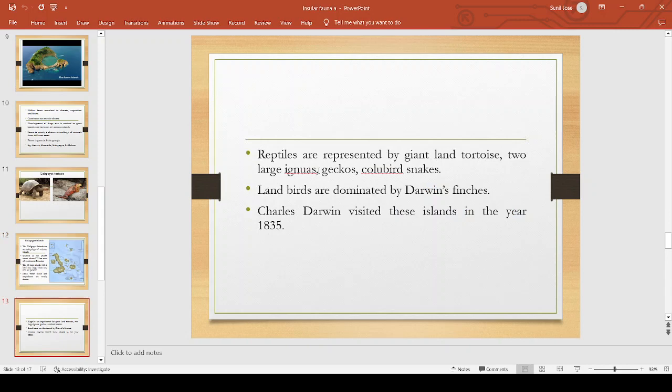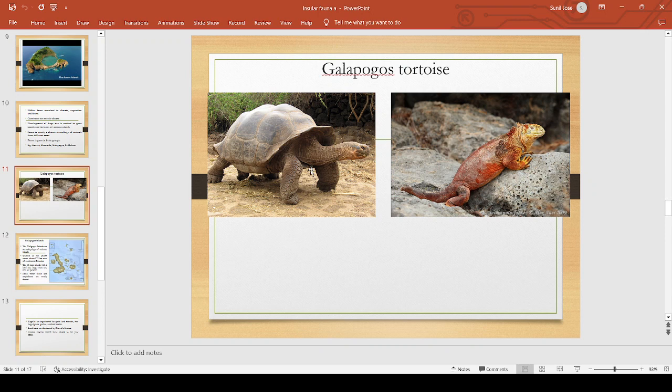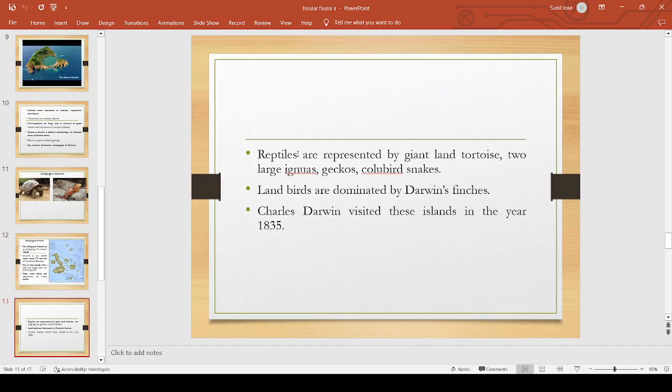Now, as far as the reptiles are concerned, some reptiles are capable of swimming in seawater, like crocodiles, a very good example. Now, there are many reptiles like the giant land tortoise and large iguanas. Here you can see both of them. I think this is the iguana and this is the giant land tortoise, popularly known by the name Galapagos tortoise. Now coming to this tortoise and iguana as well as geckos. The giant size geckos, the large size geckos, are there.